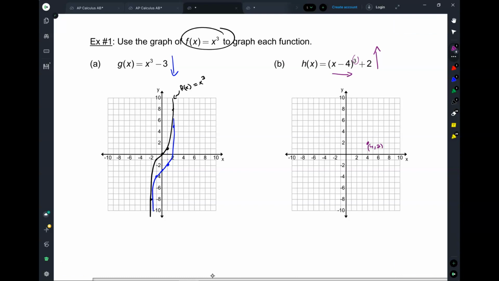Now, from there, I'm going to go over 1, up 1, over 2, up 8. So this point is at 5 comma 3, 6 comma 10. Same way, over 1, down 1. Over 2, down 8 to negative 4. Oh, I'm sorry, negative 6. Thank you.